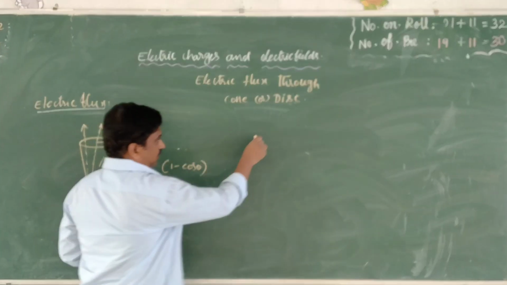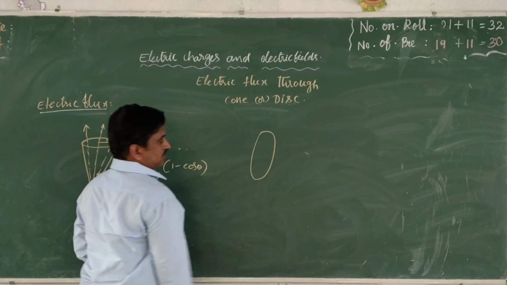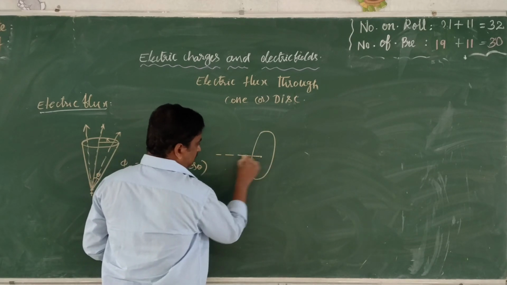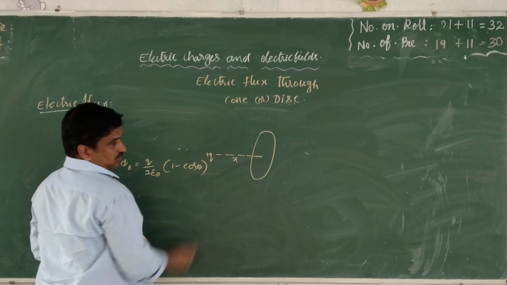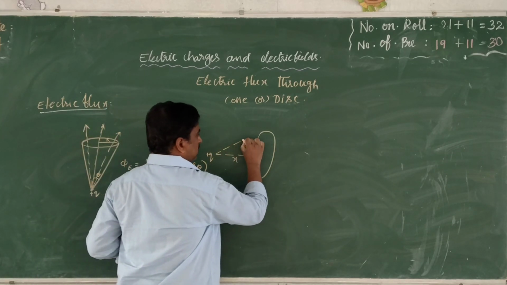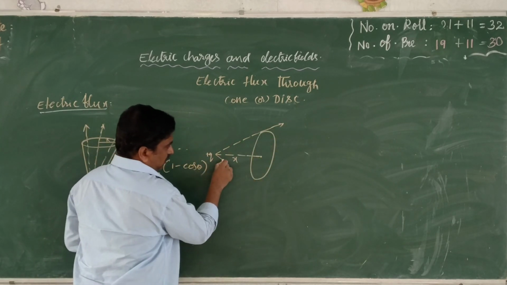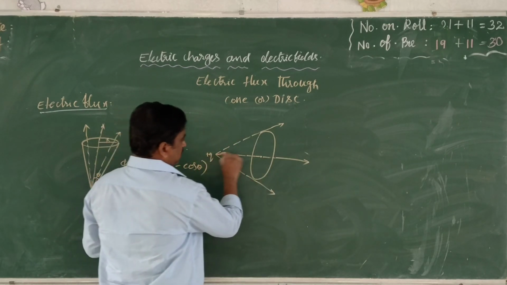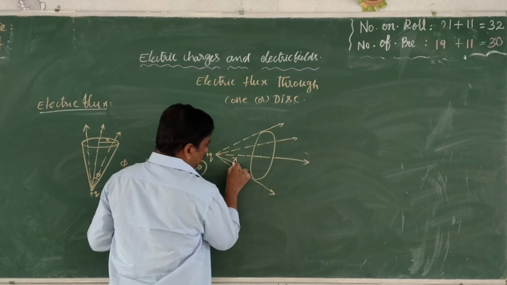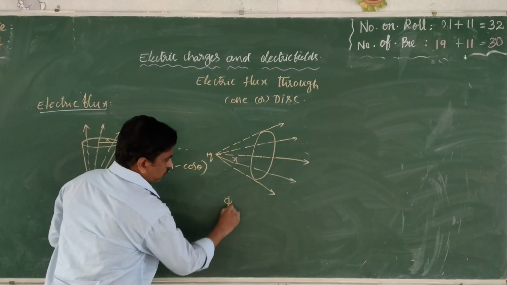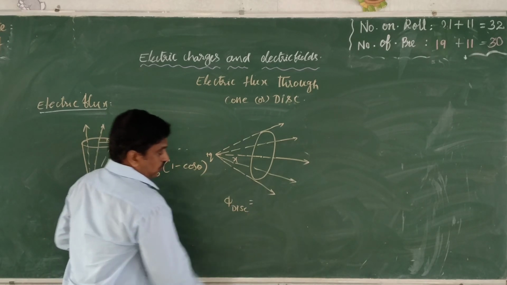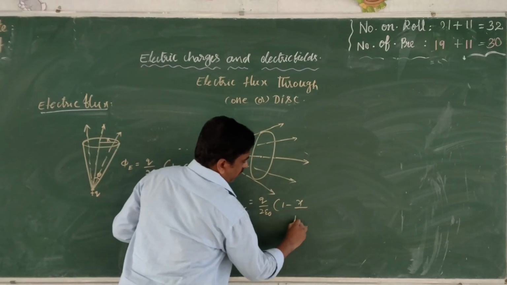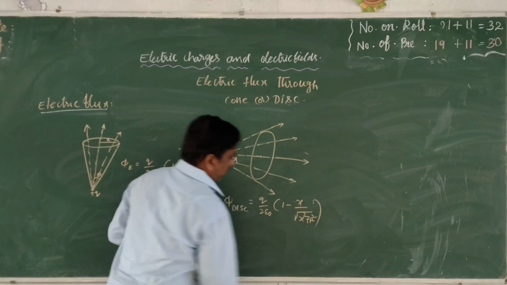For example, we can take a ring, a circular disc. Here this is the center. At x distance from the center, a plus q charge is placed. Due to this plus q charge, electric field lines pass through this disc. What is the flux through this disc now? It is q by 2 epsilon naught into 1 minus x by root of x square plus r square. This is the flux through the disc.